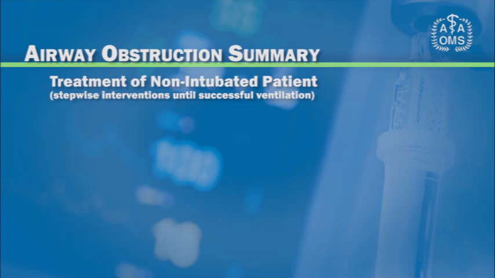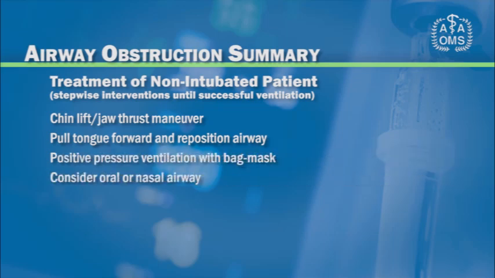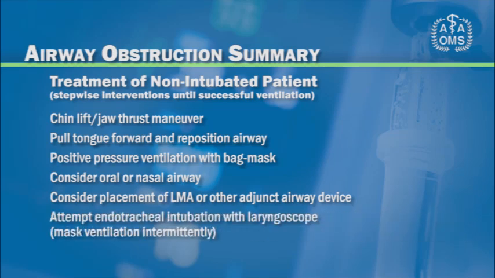Airway obstruction summary. Treatment of non-intubated patient: stepwise interventions until successful ventilation. Chin lift jaw thrust maneuver. Pull tongue forward and reposition airway. Positive pressure ventilation with bag mask. Consider oral or nasal airway. Consider placement of LMA or other adjunct airway devices. Attempt endotracheal intubation with laryngoscope, mask ventilation intermittently. Consider surgical airway.